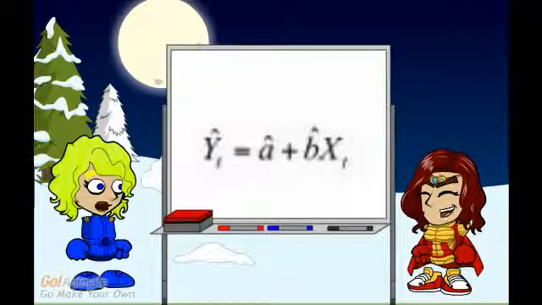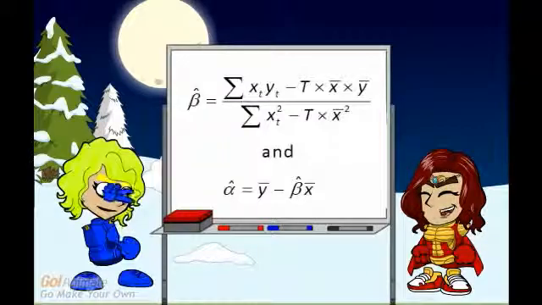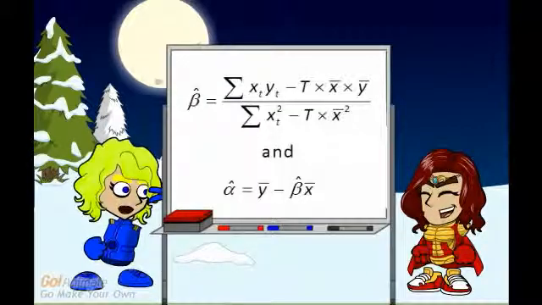But wait, how do I work out alpha hat and beta hat, and what do they mean? Ha ha, I thought you might ask that. Alpha hat represents the intercept on the y-axis and beta hat is the gradient of the line. They can be found using the following equations. I think I can remember these. Hey, I think I'm getting the hang of this.